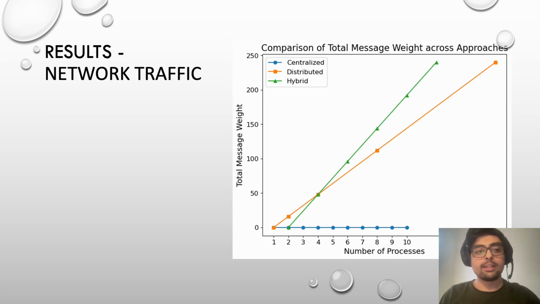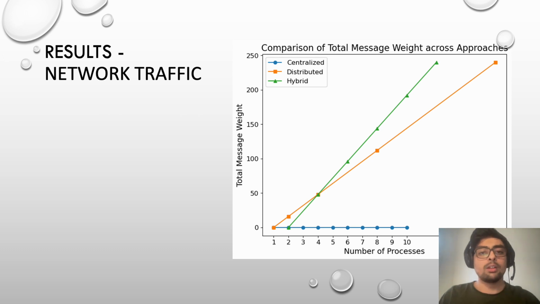Okay, so finally let's discuss the network traffic. The network traffic measures the number of messages sent between nodes during deadlock detection. In the centralized algorithm, there is no communication between nodes, so there is no traffic. In the distributed algorithm, we require communication between nodes, increasing the network traffic linearly with the number of nodes.